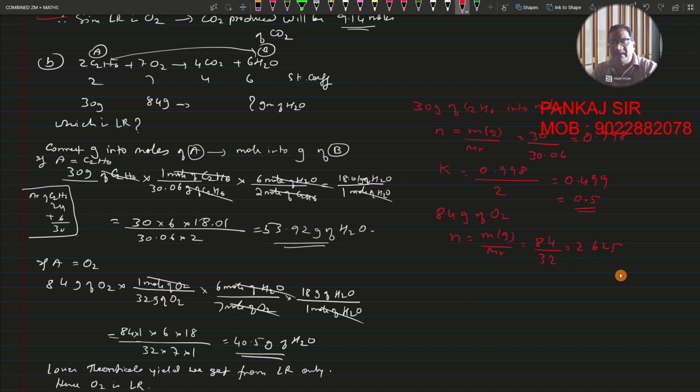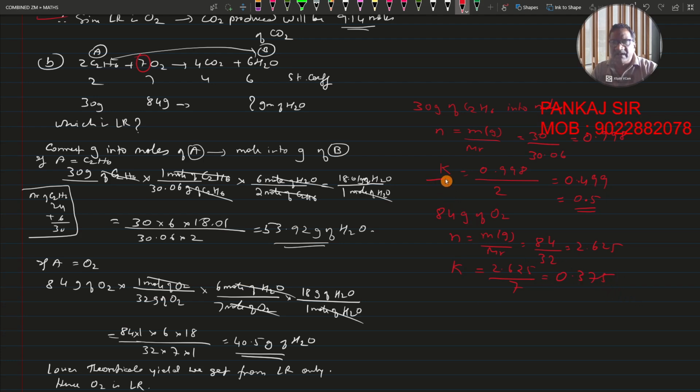2.625. Okay, this is the number of moles, and the K factor will be 2.625 divided by the stoichiometric coefficient of oxygen, which is 7 in this case. So 2.625 divided by 7 gives me 0.375.